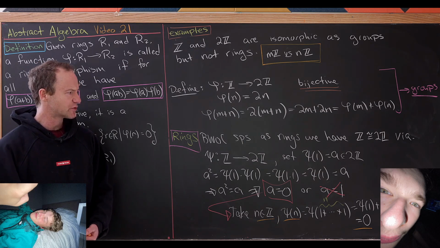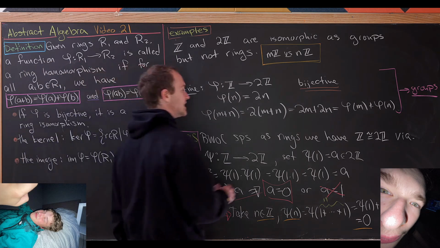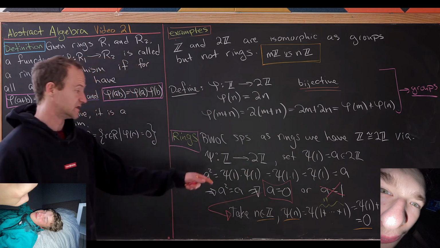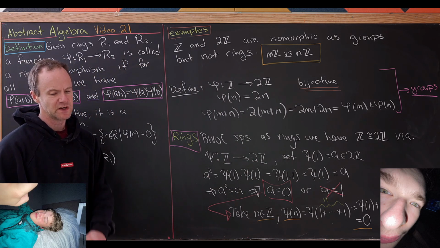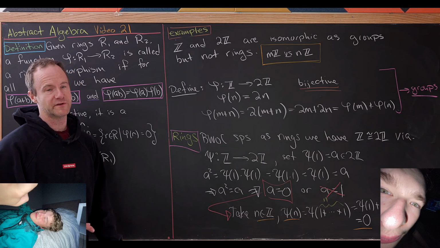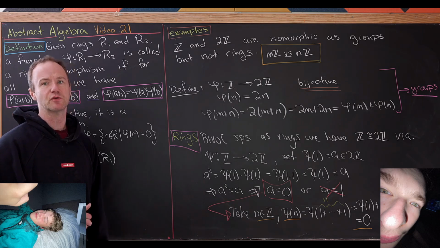So we actually proved something a little bit stronger. We proved that the only ring homomorphism from Z to 2Z was the trivial ring homomorphism. We'll look at more examples finding all homomorphisms between some rings later in this video. Okay, now let's prove a general result.